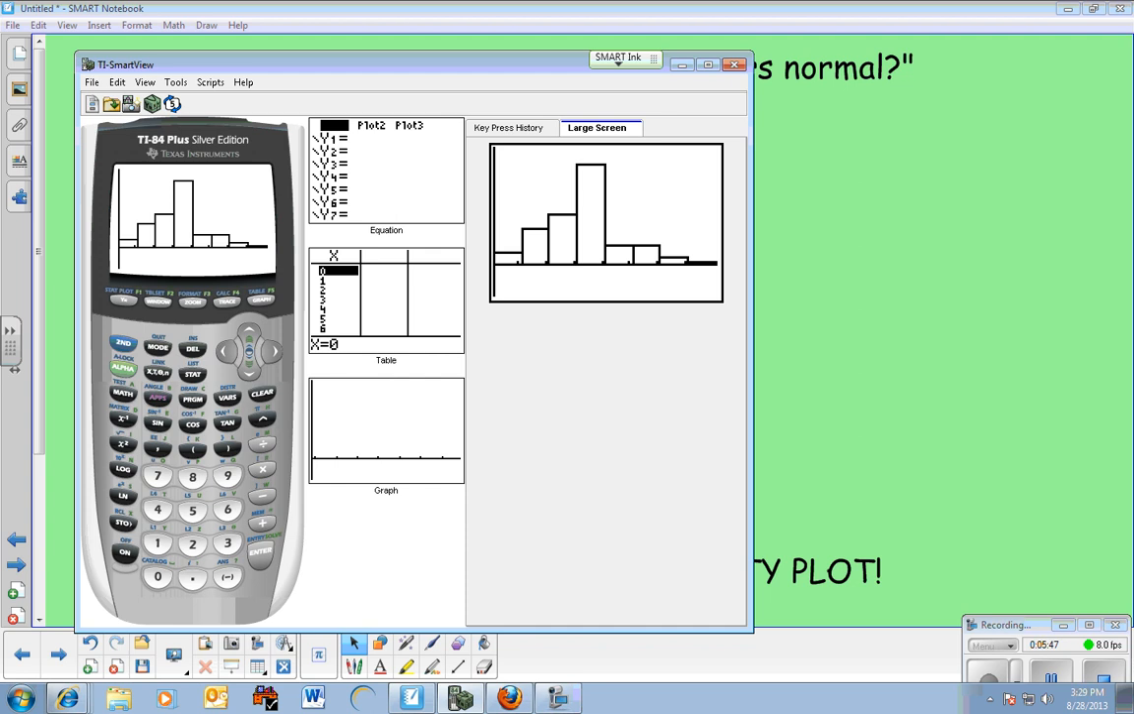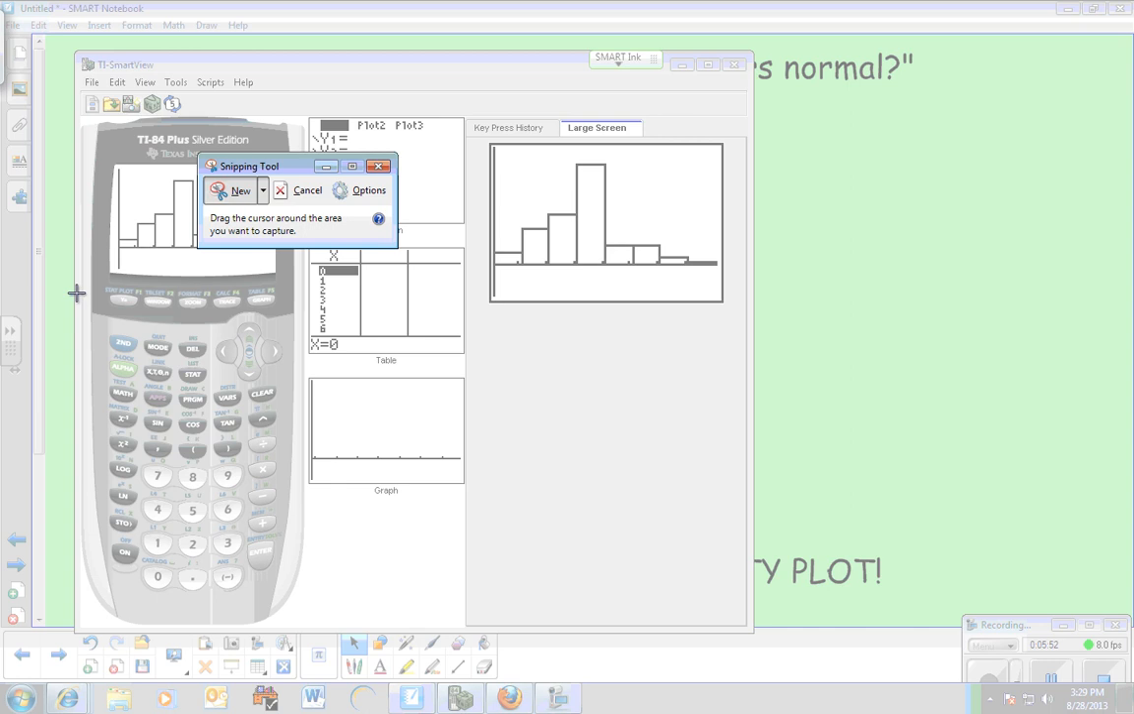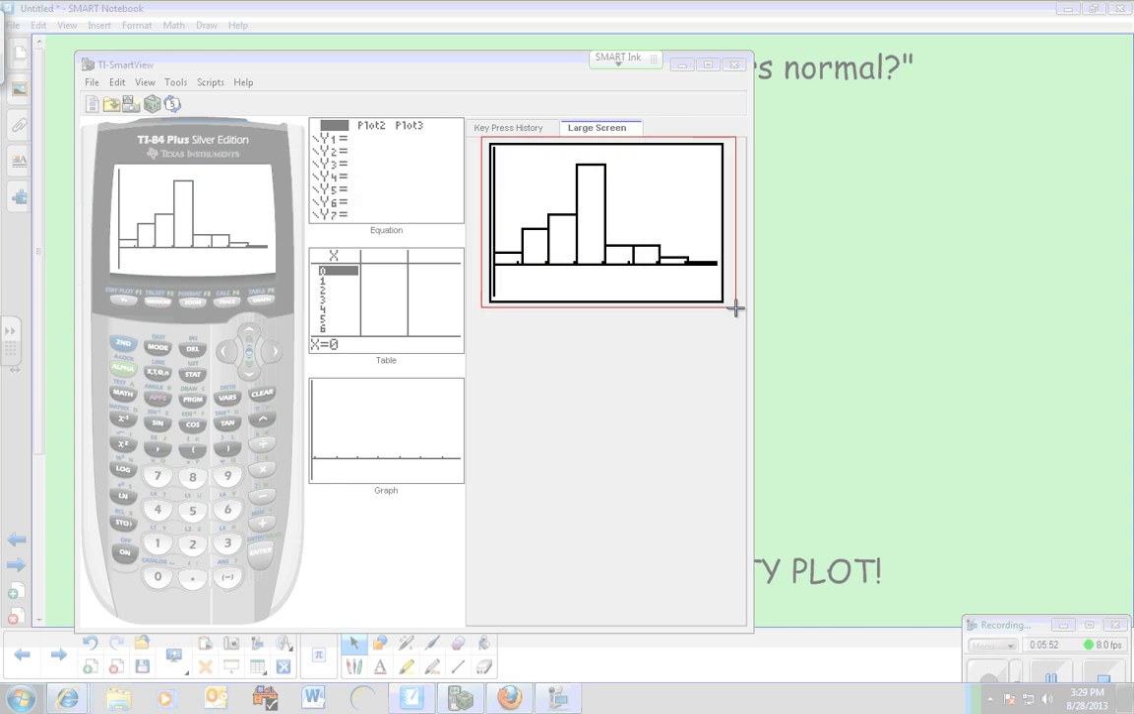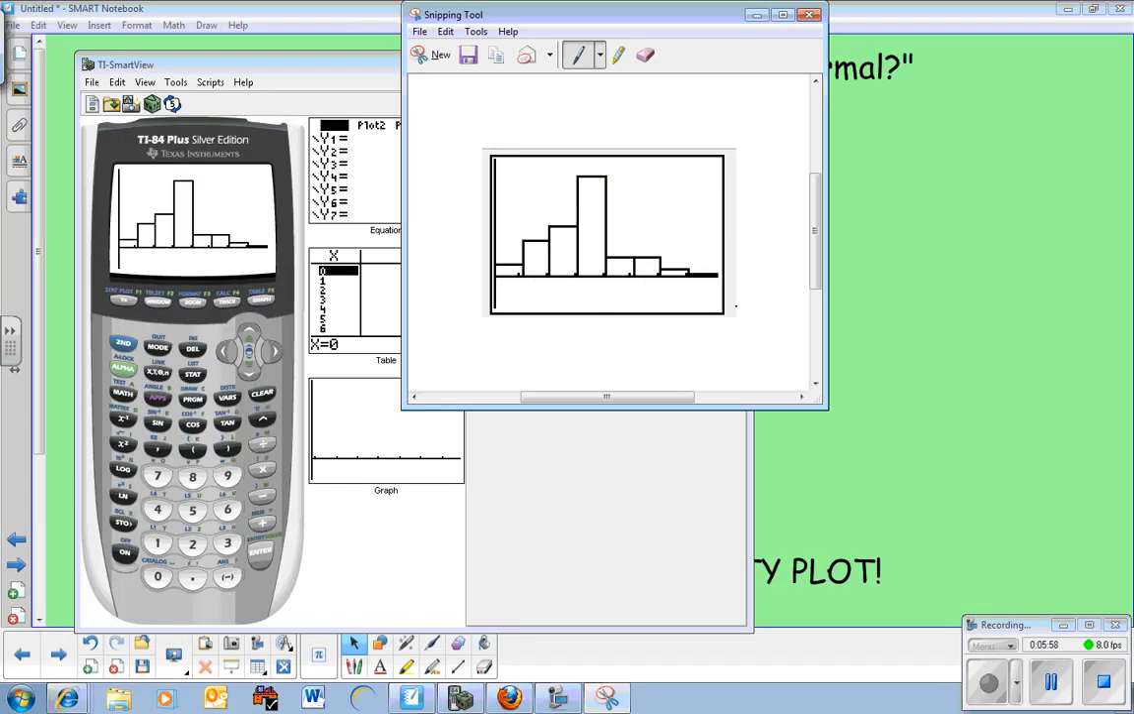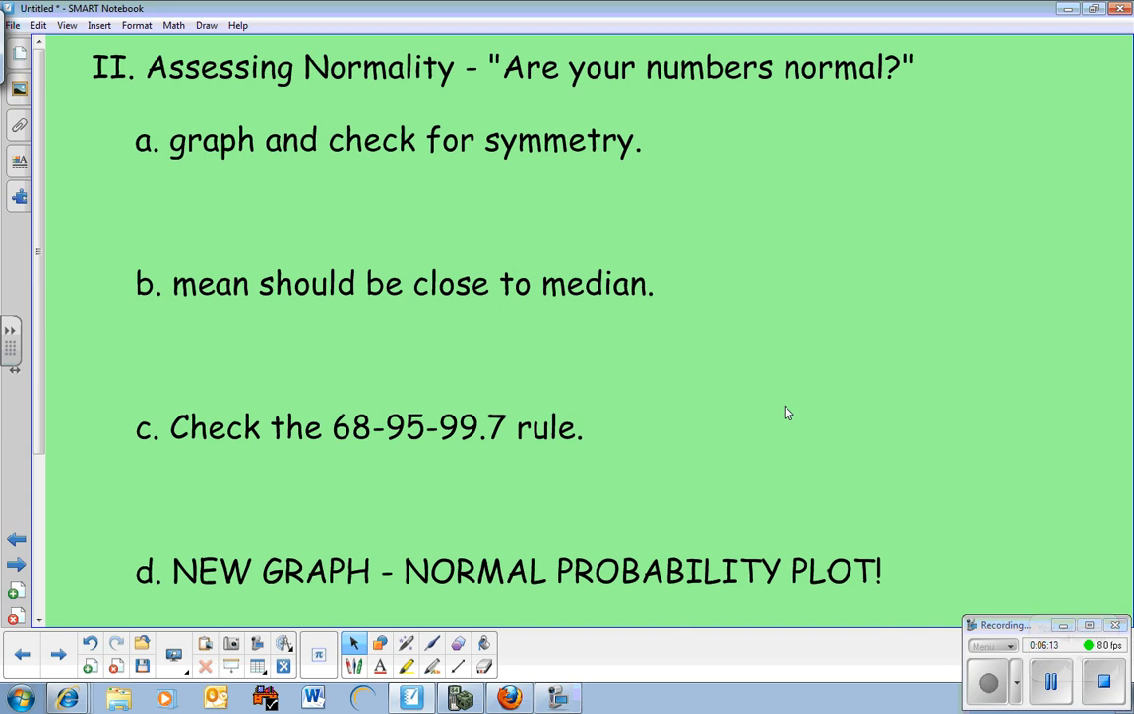One thing I would hesitate here, and if this is your test and you are answering this question, you would want to show evidence by sketching this graph. And we can put that over here in our notes.